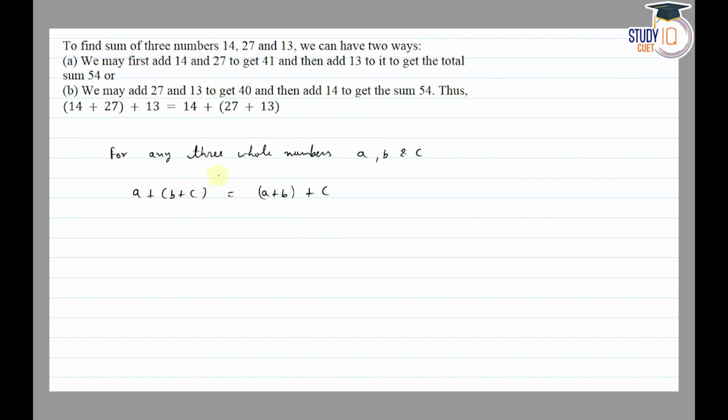So here both sums are equal. So we can add 14 and 27 first, then 13, otherwise first add 27 and 13, then add 14. The results of both sums are equal.